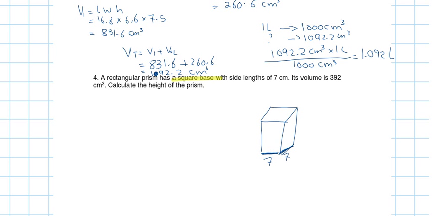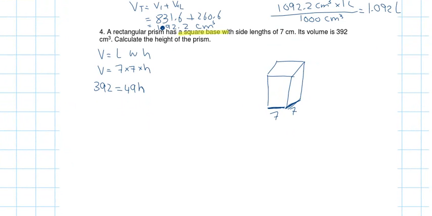So I have the volume equals length times width times height. I know that the length is 7, and I know that the width is 7. I don't know what the height is. What do I know about the volume? I can replace the volume with 392. 7 times 7 is 49h. How do you solve for h? Divide by what? By 49. So to isolate h, you bring the 49 over. So it's 392 divided by 49, which is 8.